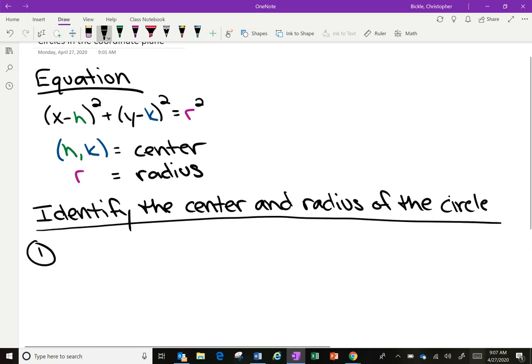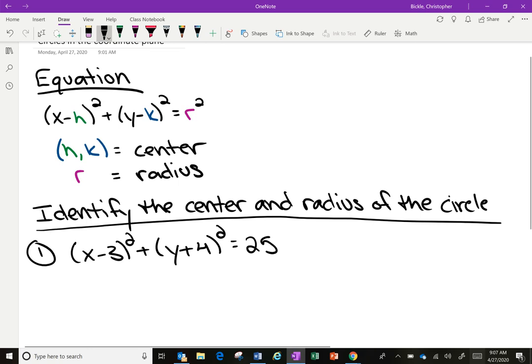So let's look at one this way. Let's look at the equation x minus 3 squared plus, and that's always going to be a plus in the middle, guys. You'll never have to worry about changing that. y plus 4 squared equals 25.